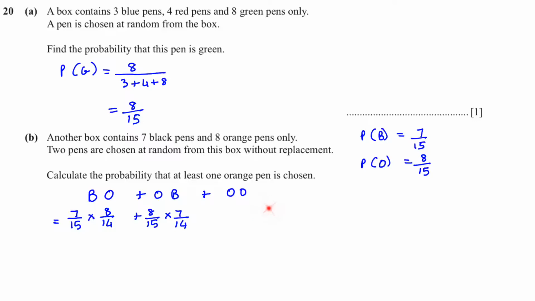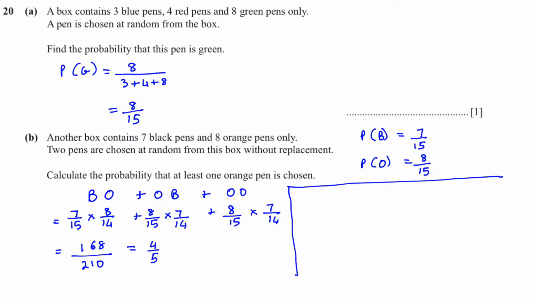For the orange and orange, if I remove one orange pen, the probability is 8 over 15. Now one orange pen is less, and also the total number of pens is less. So therefore 8 minus 1, 7, 15 minus 1, 14, 7 over 14. This will give us the total 168 over 210. When you simplify it, you will get 4 over 5.